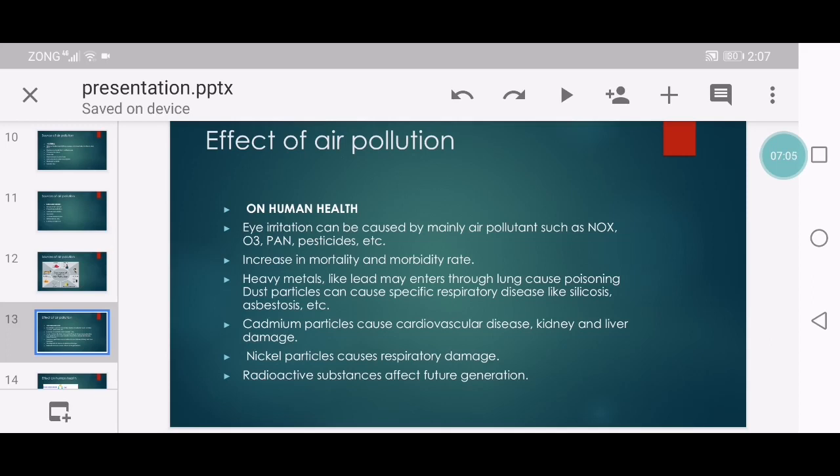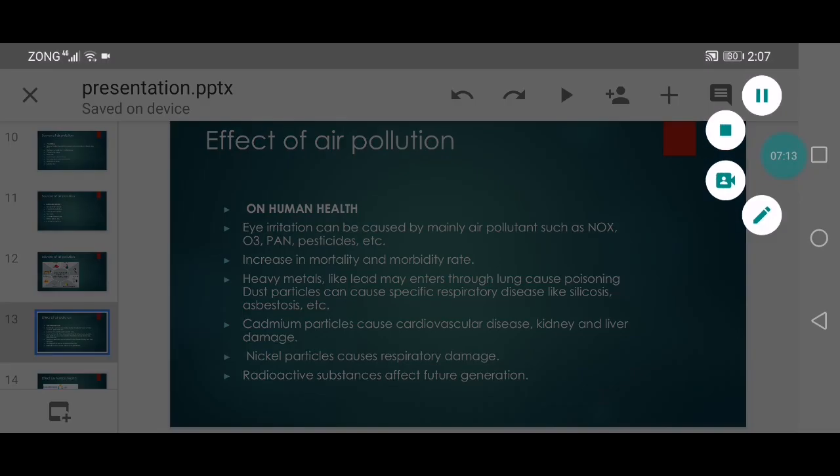Then what are the effects of air pollution on our environment? How does air pollution affect our environment? And first of all, on human health.